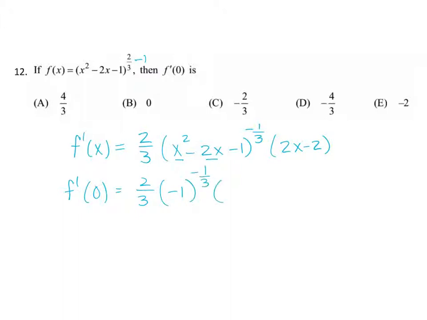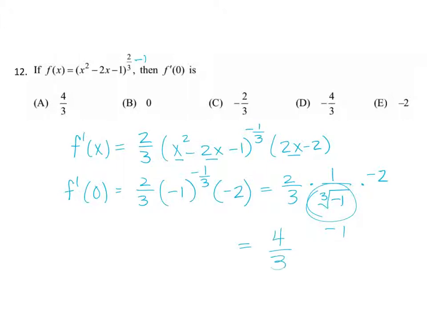1/3 times negative 2. Now this negative 1 to the negative 1/3, that's just the cube root, 1 over the cube root of negative 1. Let me write that in. You're going to have 2/3 times 1 over the cube root of negative 1 times negative 2. That's still, all of that's still going to be negative 1. So we're going to end up with a positive 4/3, which is going to be answer choice A.